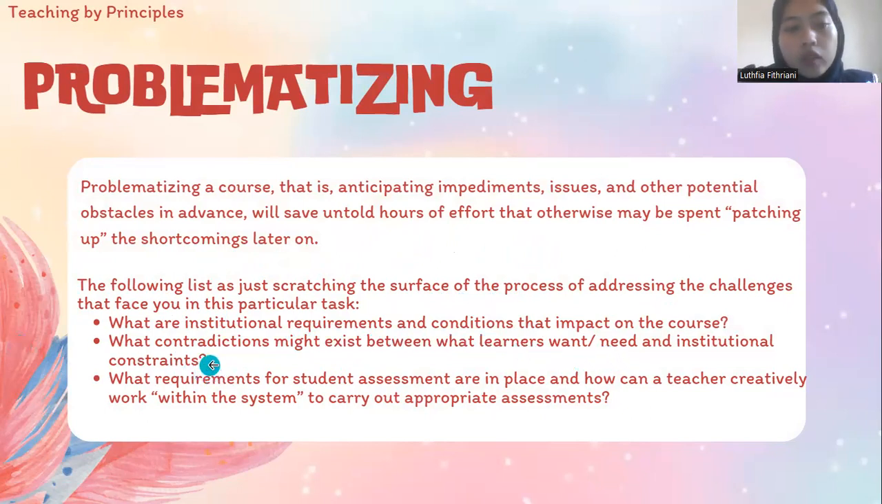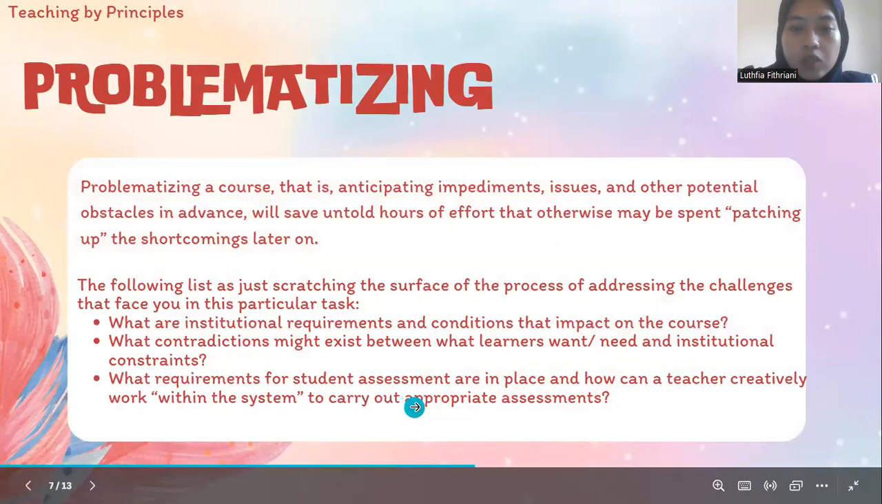The second, what contradiction might exist between what learners want or need and institutional constraints? The third, what requirements for student assessment are in place and how can a teacher creatively work within the system to carry out appropriate assessment?